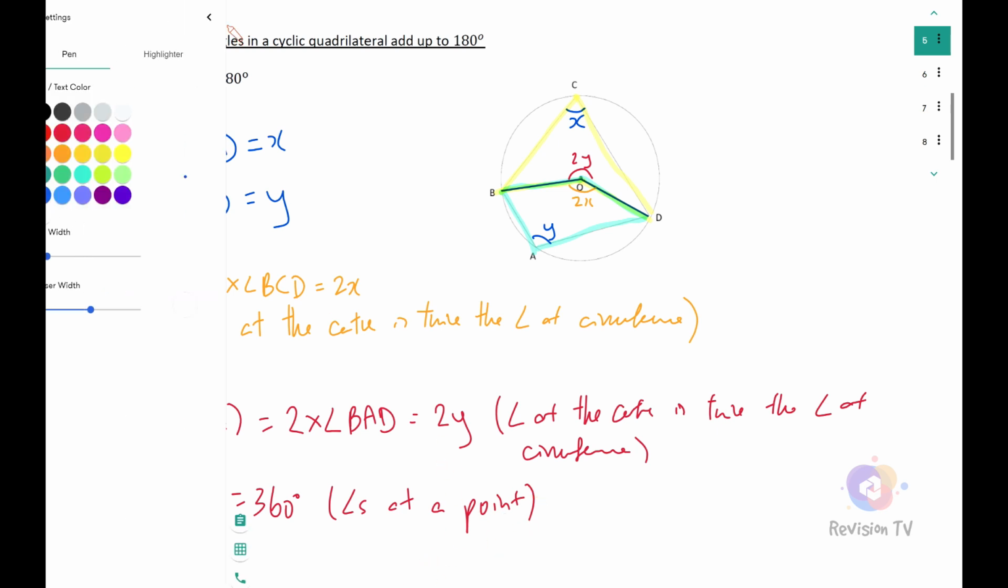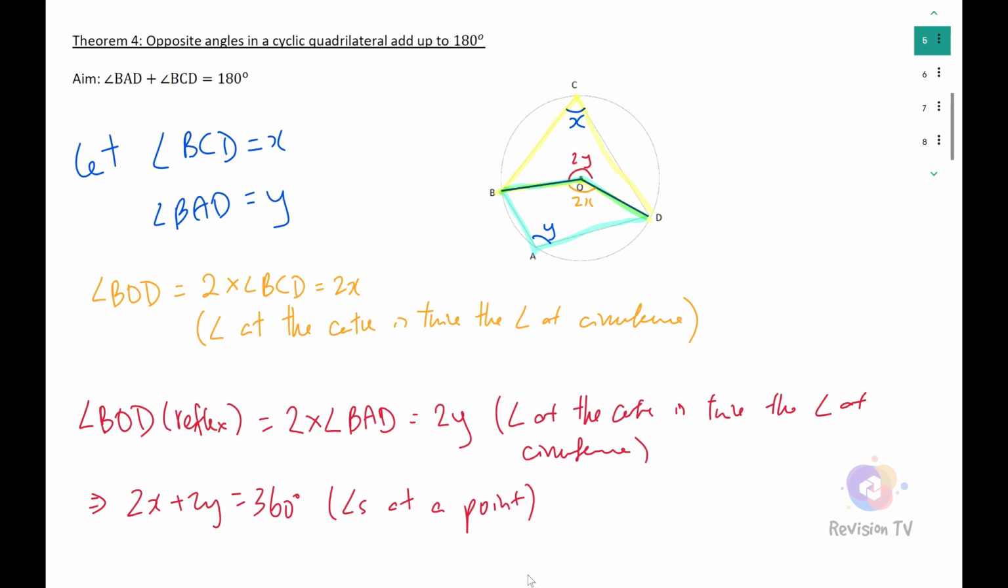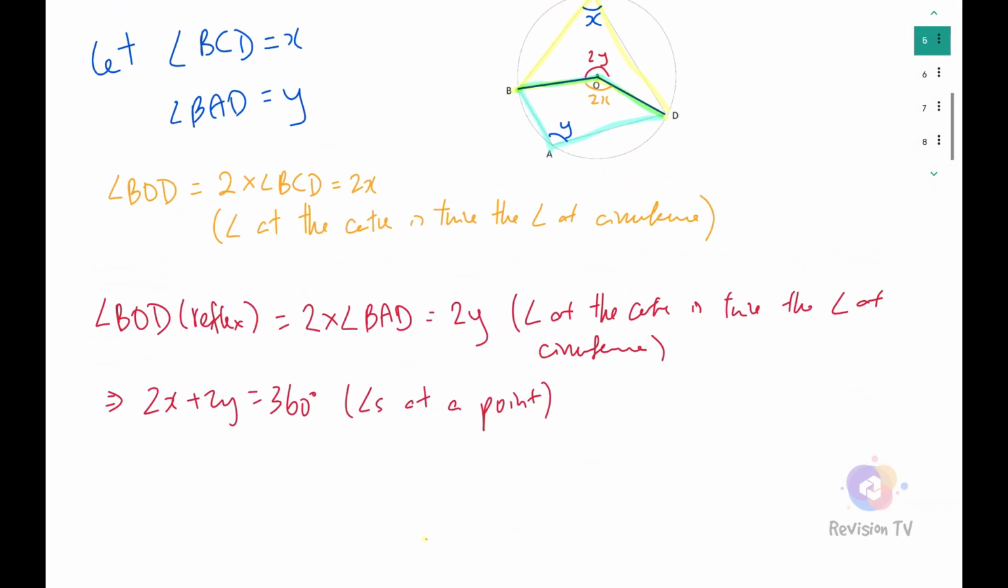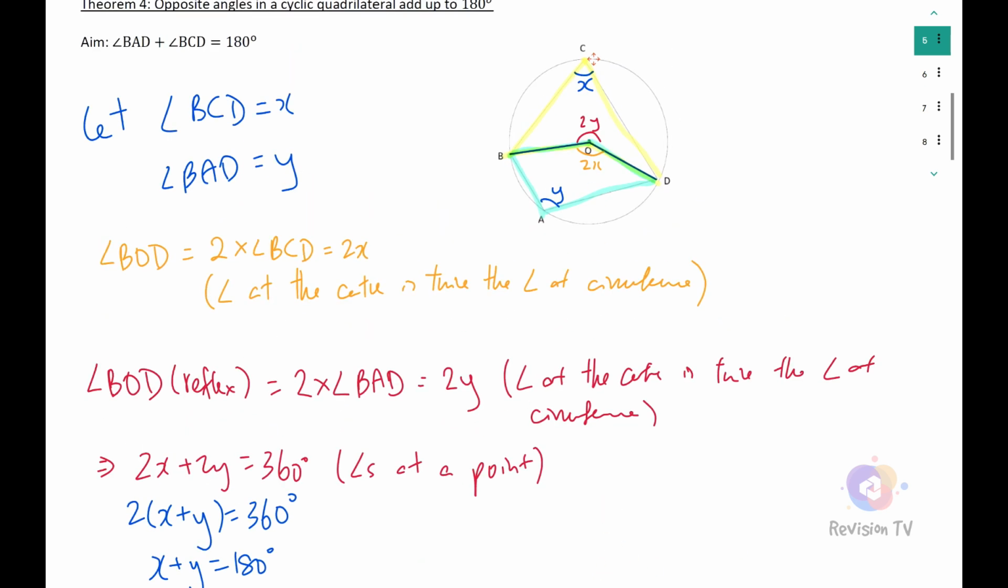Right. So 2x plus 2y equals 360. What's next then? If 2x plus 2y is 360, we can factorize the 2 out. So 2 bracket x plus y equals 360 degrees. Divide by 2: x plus y equals 180 degrees. So we've shown x plus y is 180 degrees.